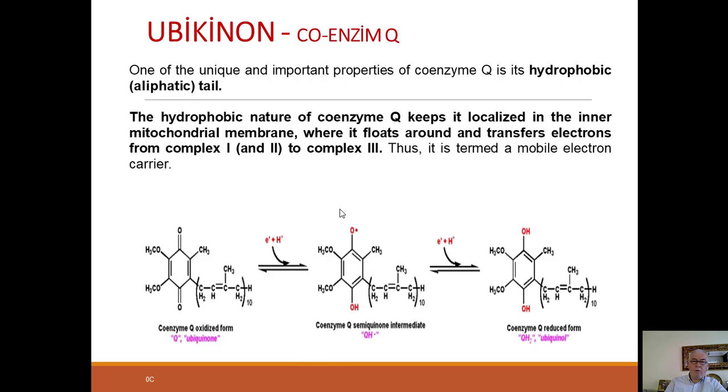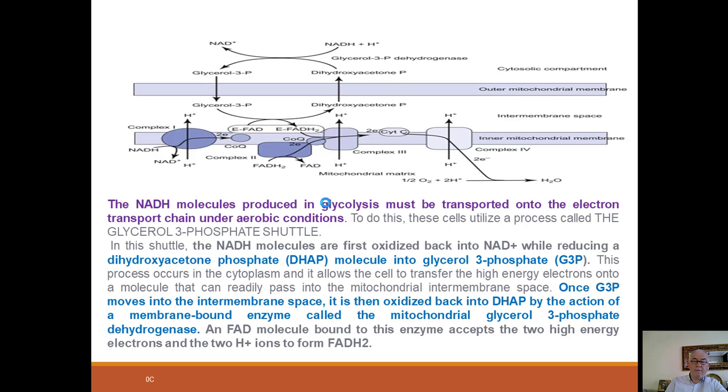Also, we know very well there are a lot of diseases related to ubiquinone and coenzyme Q dysfunction, because it's a key molecule for transfer of NADH and FAD electrons to complex 3.